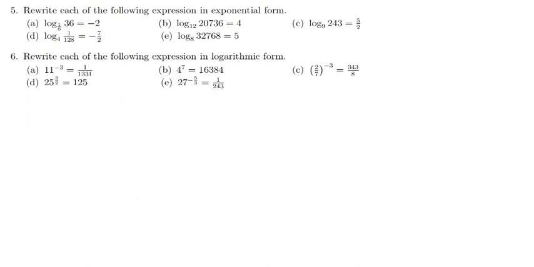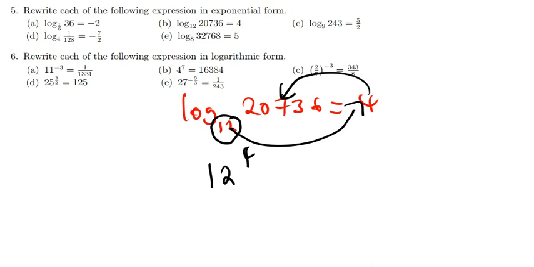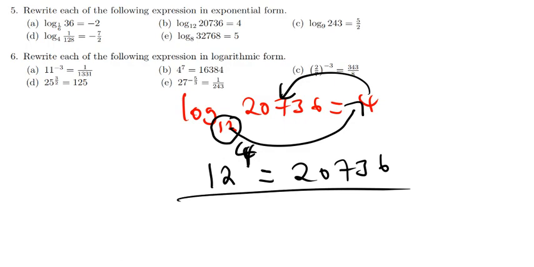I'm going to use B as an example. So if we have log base 12 of 20,736 equal to 4, we are trying to convert this from log into exponential. So putting this into exponential, you get the base raised to the power of what is outside, equal to what is inside. So 12 raised to the power 4 is equal to 20,736, meaning I've converted now from log into exponential.